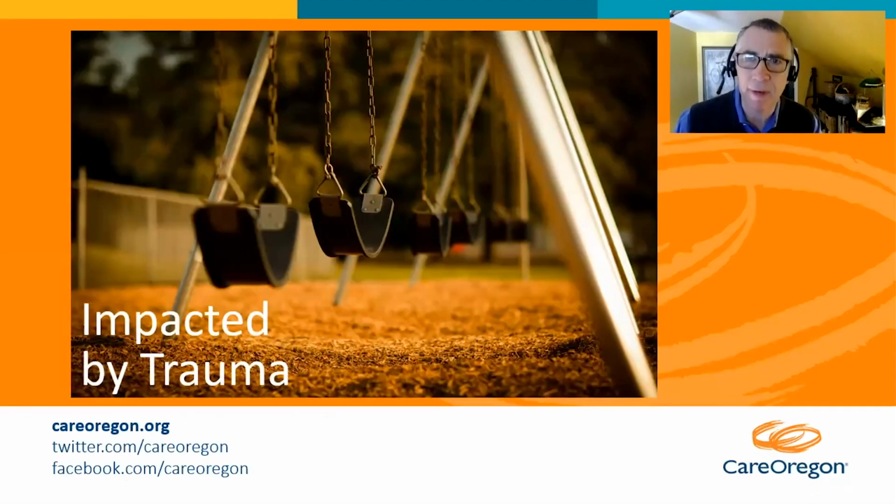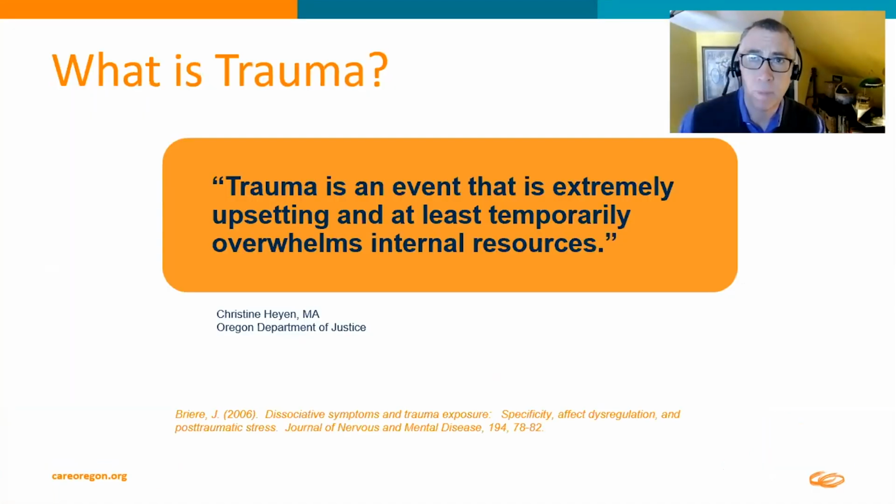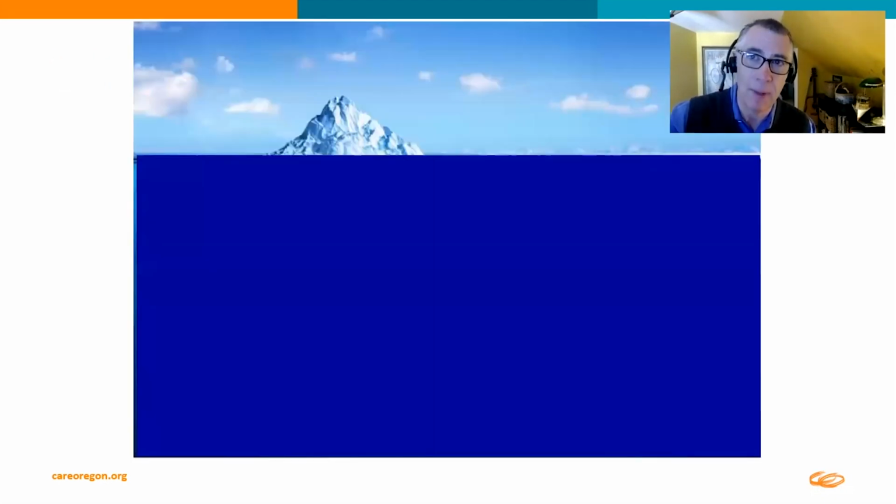So let's begin with our focus on trauma now that we've set the stage on who is impacted by it in our care. When we talk about trauma, we're not using the definition of trauma from an emergency room setting, anything like that. We're talking about events that happen to folks that are extremely upsetting to them and, at least temporarily, are going to overwhelm their ability to cope and their internal resources. That's the Oregon Department of Justice definition. I think it's a really good one that we tend to go by quite a bit.